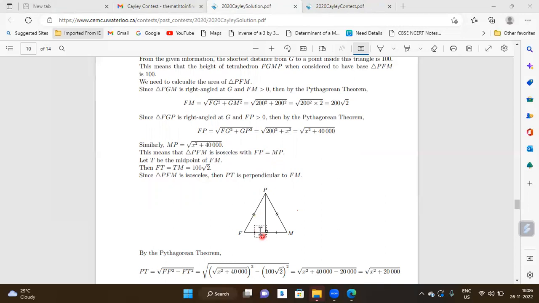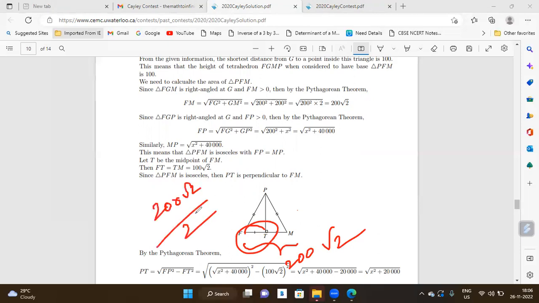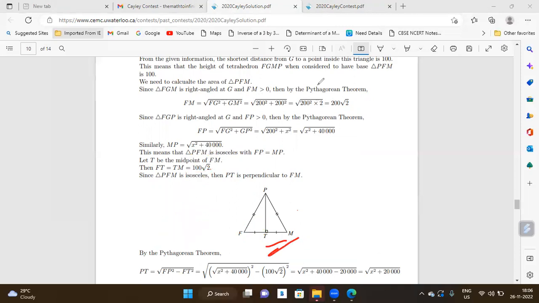T is the midpoint of FM here. So what do you mean by midpoint? It divides a thing into two equal parts, right? So you are just going to divide this by 2. FM is 200 root 2, so FT has to be 200 root 2 by 2, which will give you 100 root 2. The same applies for TM as well. So we found this and this.